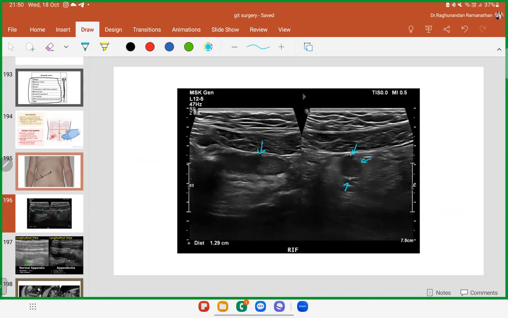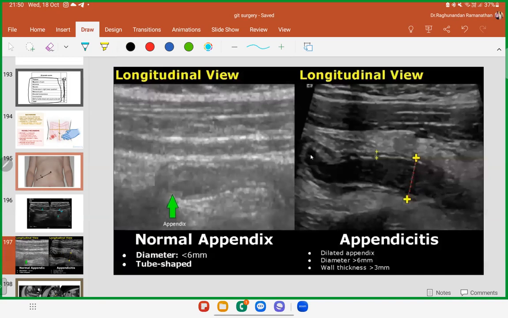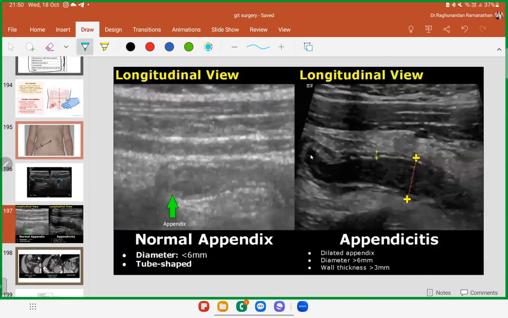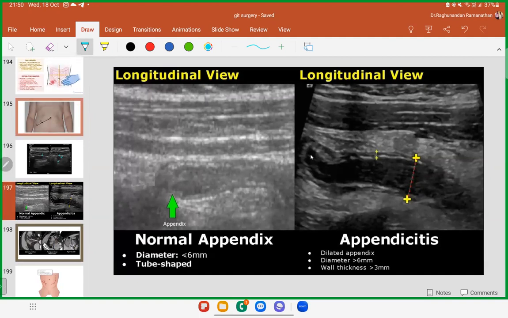Okay, so what is going to be the management in these patients? I'll show you one more. So this is a normal appendix. Can you see here? In appendicitis, there is going to be a dilated appendix, with diameter more than 6 millimeter and wall thickness more than 3 millimeter. So usually diameter must be less than 6 millimeter.